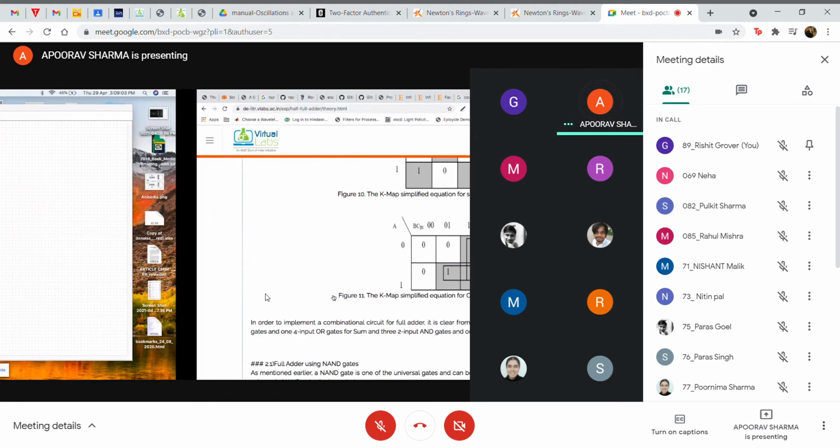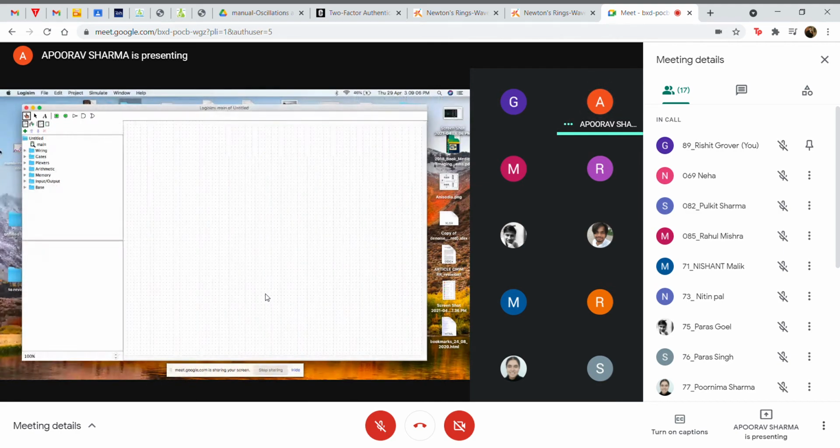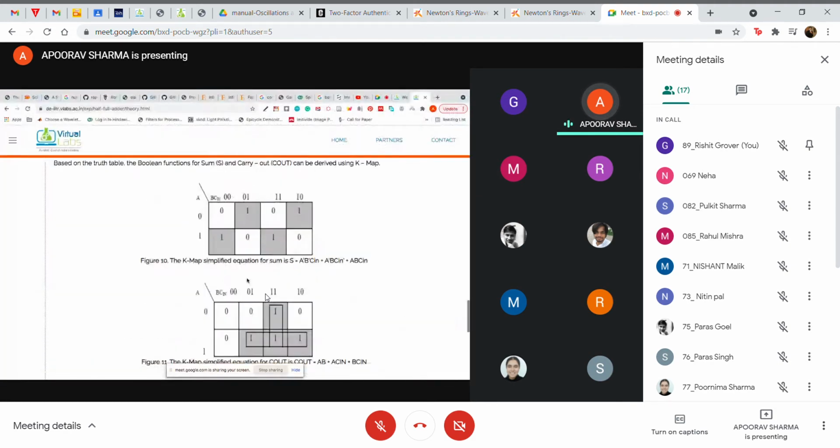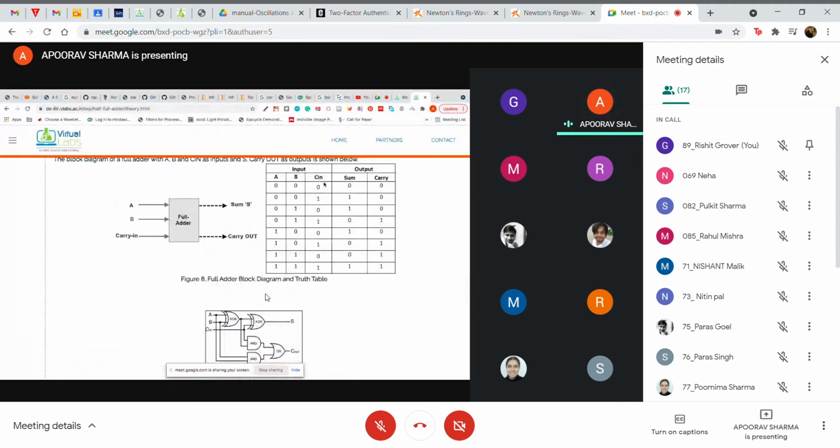Okay. So we'll draw the circuit here. I will show you on the Logisim. These are the gates. So for full adder, I am using two inputs, because there are two inputs and the total number of inputs in full adder is 3.